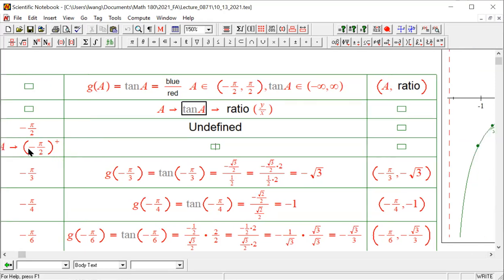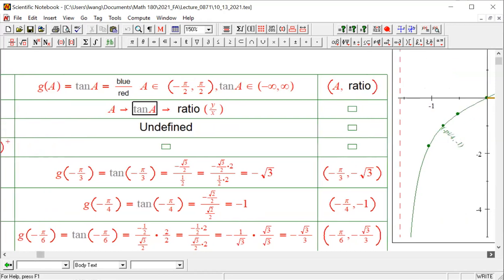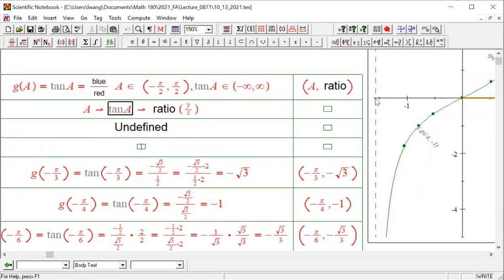What does that mean? Negative pi over 2 is right here. Approaching negative pi over 2 from larger than negative pi over 2 means that the input approaches negative pi over 2 from larger values. All these points coming this way are larger than negative pi over 2. That's just the nature of the number line. The output, you can see, is getting smaller and smaller and smaller. So what does this tell us?